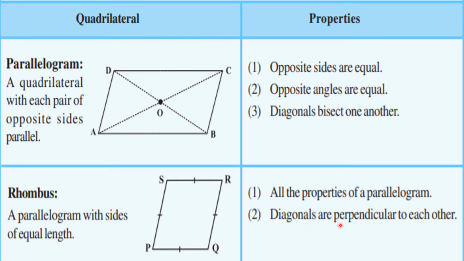Next point: diagonals are perpendicular to each other. What are the diagonals here? PR is one diagonal and QS is another diagonal. These two diagonals intersect perpendicularly, meaning the angle here is 90 degrees.